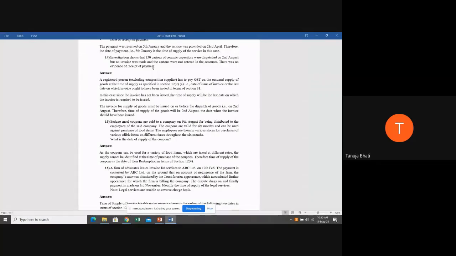of supply. So students, we know that when no information is given, the time of supply will be, in case of goods, the date of issue of invoice or the date on which the invoice ought to be issued under section 31, or the date of payment, whichever is earlier. One thing is cartons, so therefore it is goods. Okay, and since no information against reverse charge is given, that means it is a forward charge.